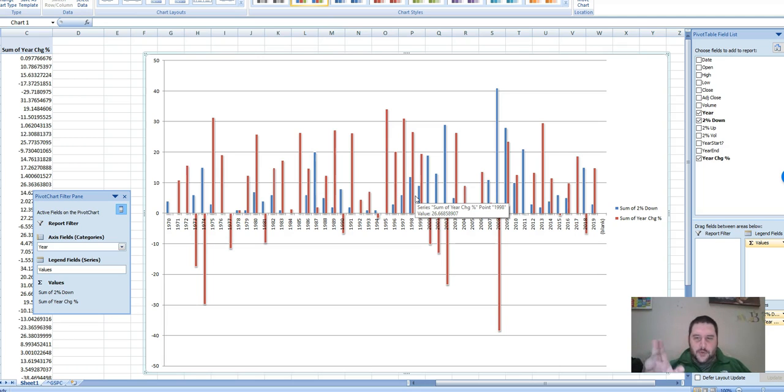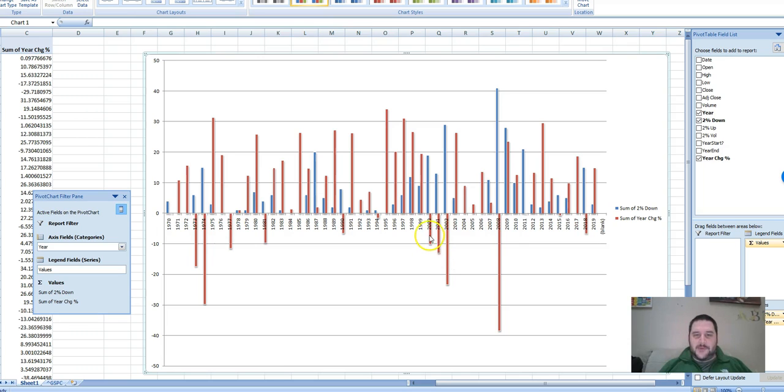The red bars are the 12-month change. So if you bought at the open at the beginning of the year and sold at the close at the very end of the year, what's the change? Obviously 2008 had a negative 38%. Some of these other negatives are sizable: 2002, 2001, 2000. Obviously, that was the dot-com crash.